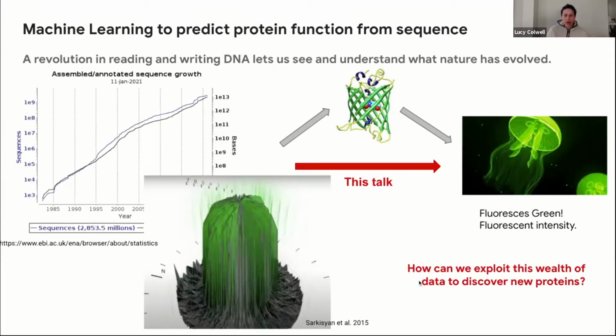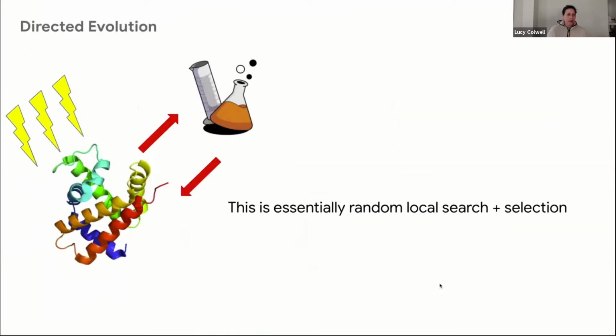So how can we exploit this wealth of data to discover new proteins is the key question. One approach to this has really been using directed evolution. A really famous technique involves making changes, and here this is meant to indicate random mutagenesis as lightning. So we're going to make changes to this protein in a somewhat random fashion and then test them in the lab, and then keep those ones that perform best, potentially without even knowing what their sequences are, and put them into the assay again.